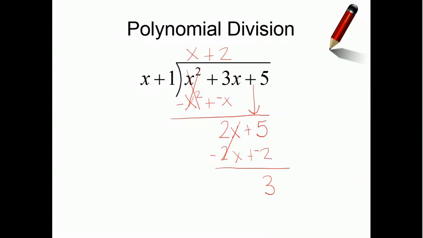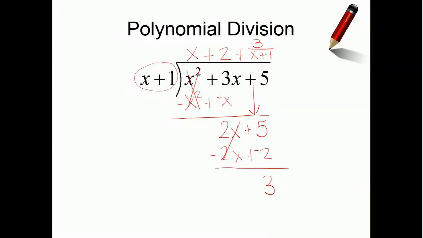Since I have dropped everything down, this is a remainder. But we are smart. Remember, we're not going to put R3. What we're going to do is put what we get for the remainder over what we divided by. So it is going to be 3 over x plus 1.